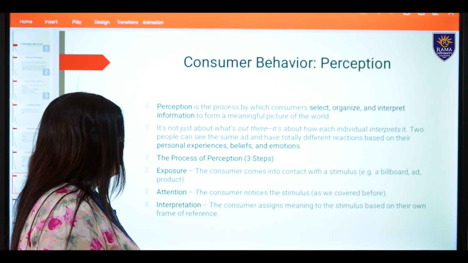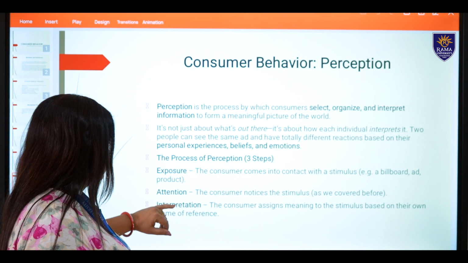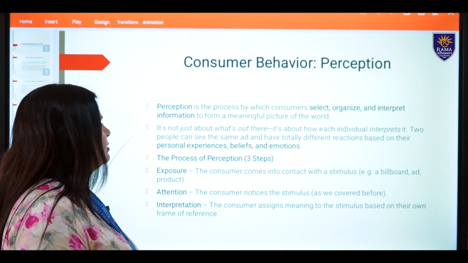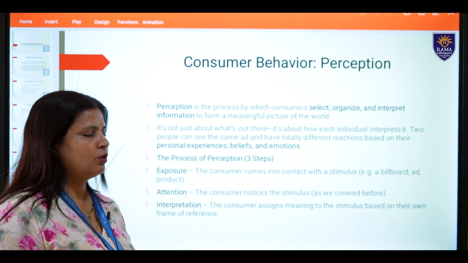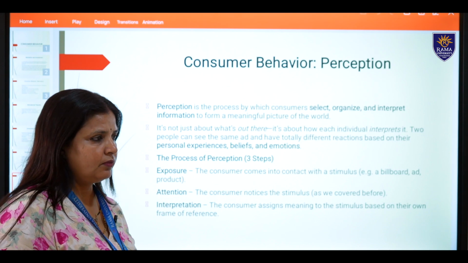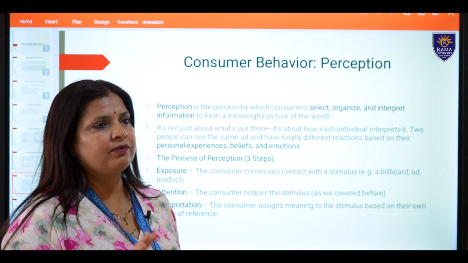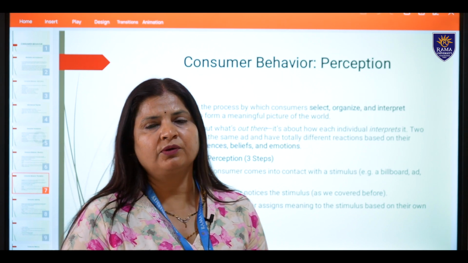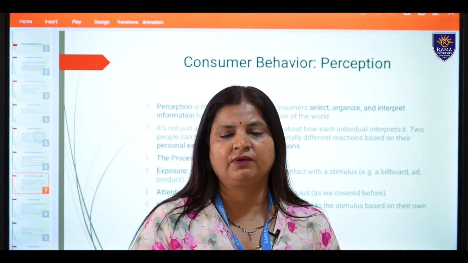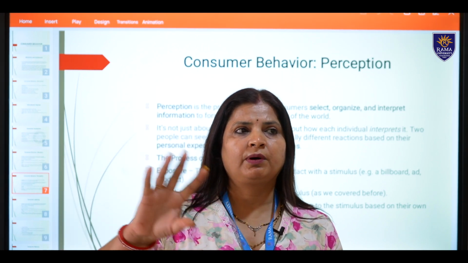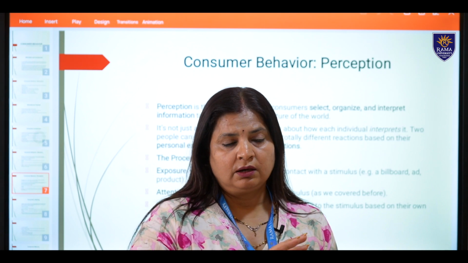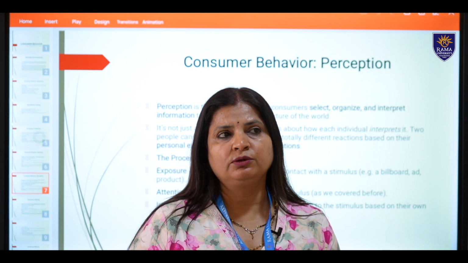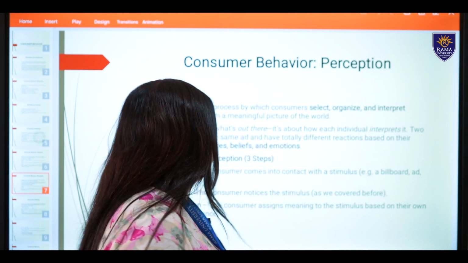The process of perception: exposure, attention and interpretation. Exposure: the consumer comes into contact with a stimulus. When different types of products are available, and we need a certain type of product, we see different types of advertisements, different types of hoardings etc. Then we come into contact with the product.